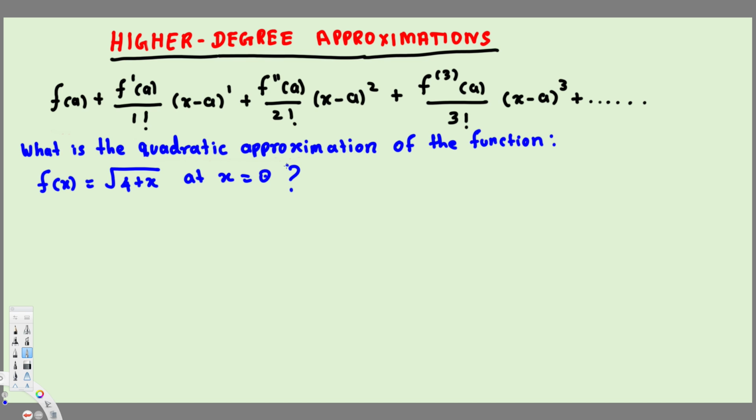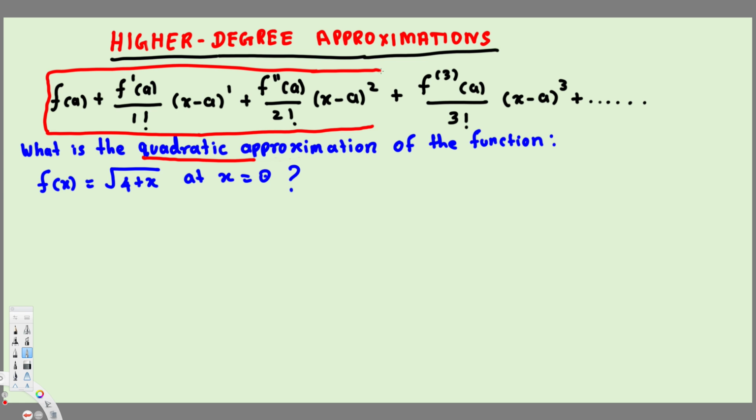So first of all, this is our function and this is our x value. Now we are going to replace all this a value with this 0. So that's what we have to do. And whenever they say quadratic, we're only interested in derivatives until the second derivative, until this part right here. And some people may confuse quadratic with 4.